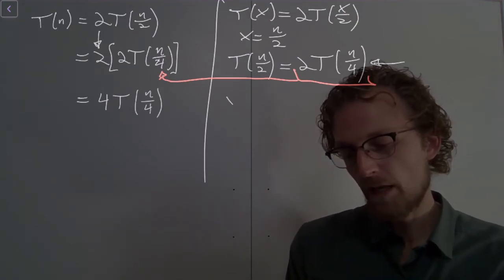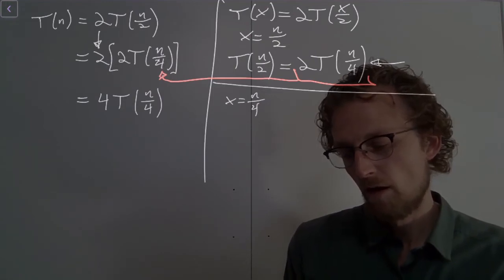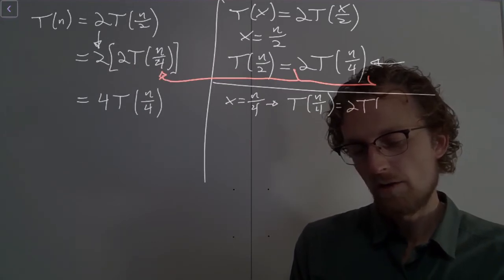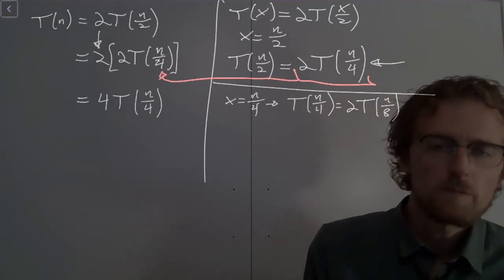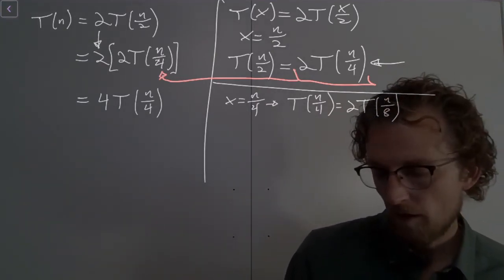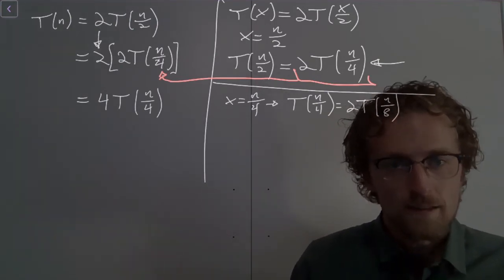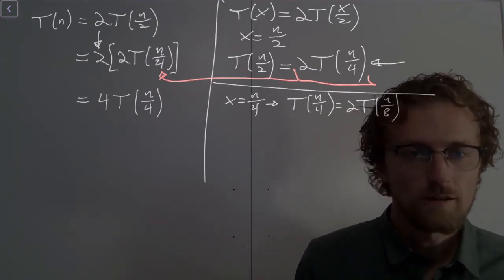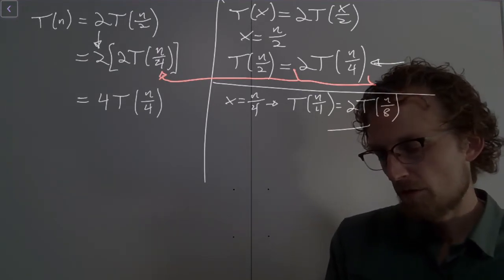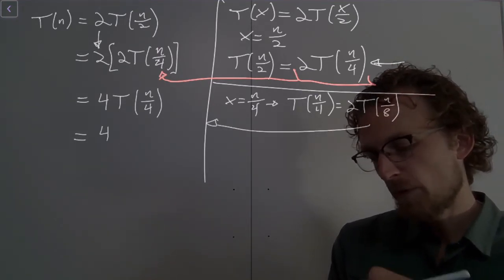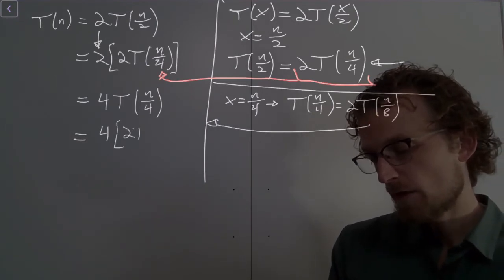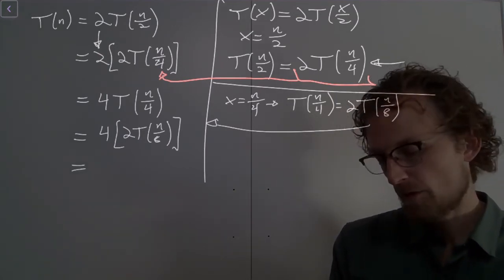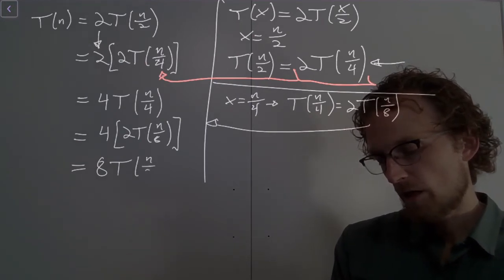I'll do one more step. I let x equal n over 4. This gives me t of n over 4 equals 2 t of n over 8. What does that mean? If I give this an input of size n over 4, it splits it in half, gets inputs of size n over 8, and recurses on both. The 2 is the both, and the n over 8 shows up in the argument. Substituting back in, being careful with my bookkeeping, I've got 4 times 2 t of n over 8, and 4 times 2 is 8, so this equals 8 t of n over 8.